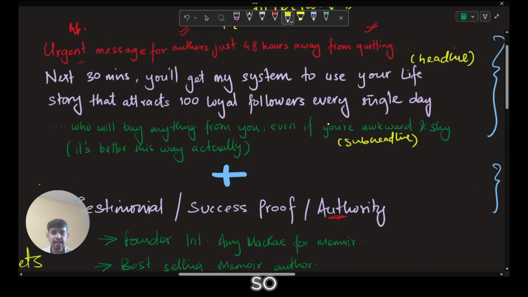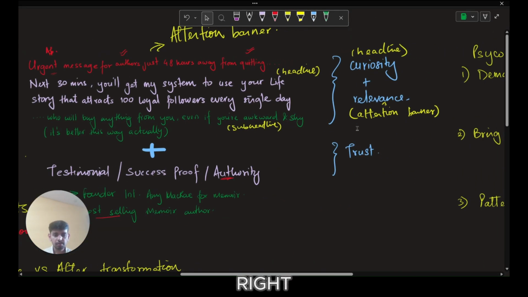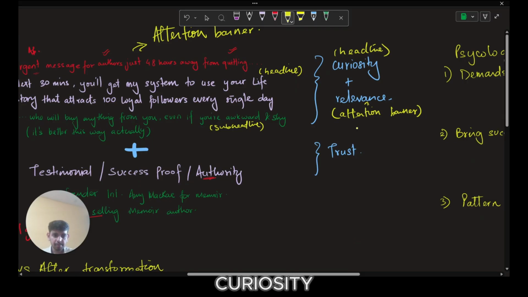Right. So when they're reading the headline, they do have their false beliefs. Okay. And those false beliefs make the headline extremely powerful because I am awkward and shy, and I could get 100 followers using my personal story. That triggers curiosity. Then immediately on the next line, you try to kill those objections. Who will buy anything from you, even if you are awkward and shy? So you're directly speaking to their pain point, right? So curiosity, headline plus subheadline.